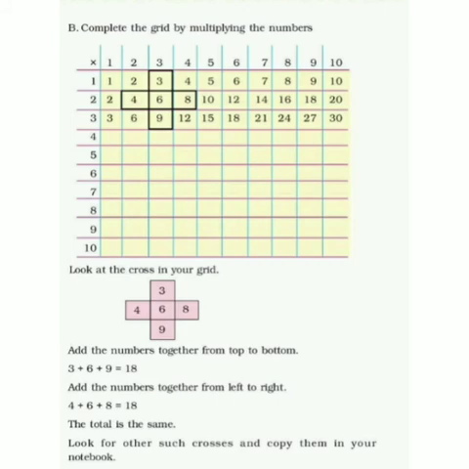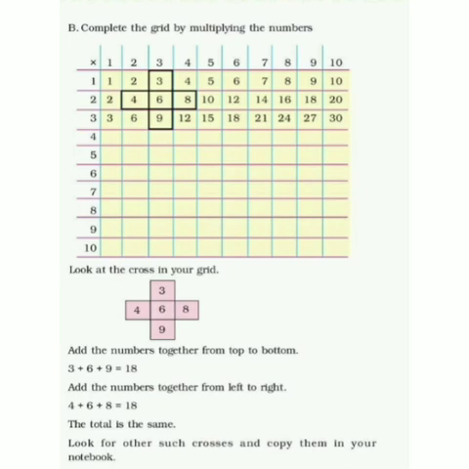Okay. Now complete the grid by multiplying the numbers. So here you have to multiply and complete the tables. Okay, you can do it. You know the table of 4. So you have to multiply 4 with all the numbers in the horizontal column, and you have to fill up for other numbers also.